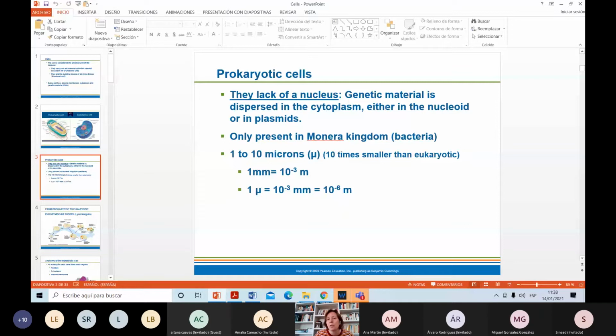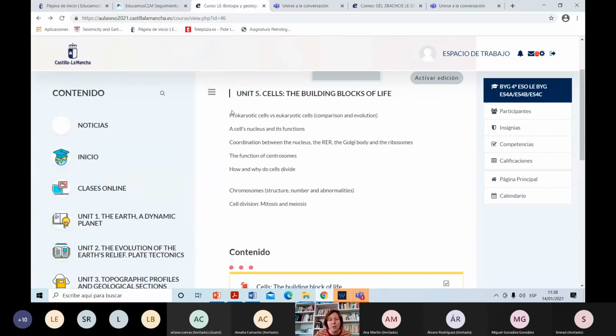Well, the only thing you must know is that the DNA could either be in the nucleoid or in a plasmid. Then the second difference is that they are present only in the Monera kingdom, only in bacteria, and the size. They are 10 times smaller than eukaryotic cells. Okay, so those are the 3 differences that summarize this part, comparison.